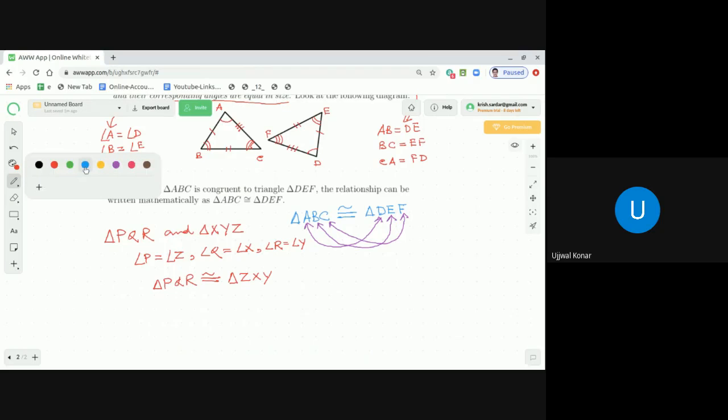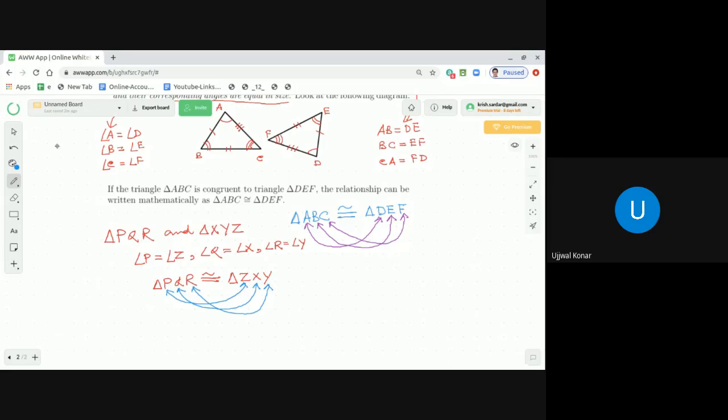But I want to spend some time here because this is very important. P corresponds to Z. Okay, so that's why if you write P, then you should write Z on the right-hand side. In the middle, if you write Q, then you should write X in the middle. If you write R in the third position, then you should write Y here.